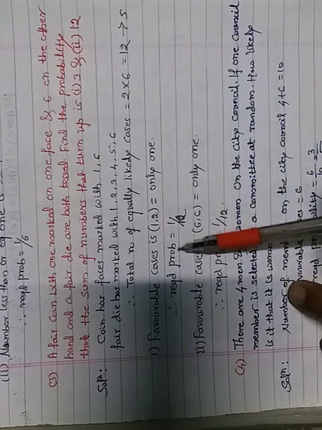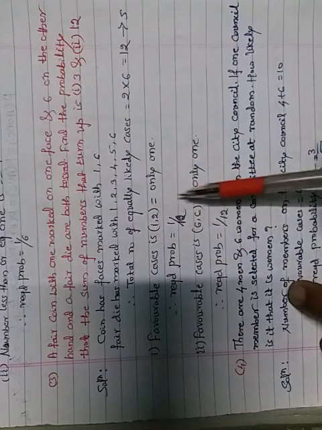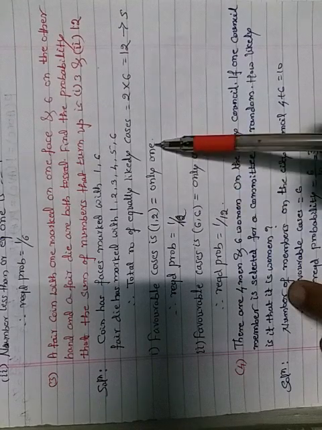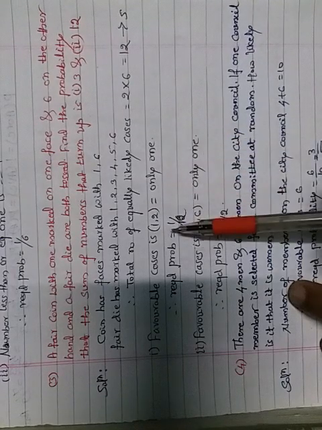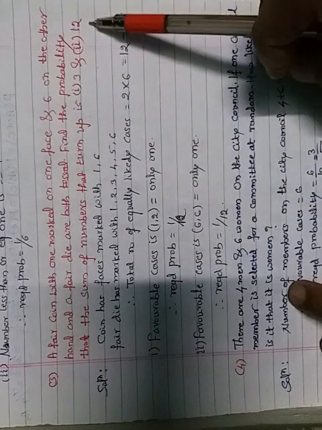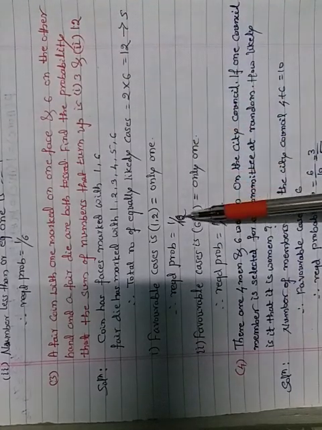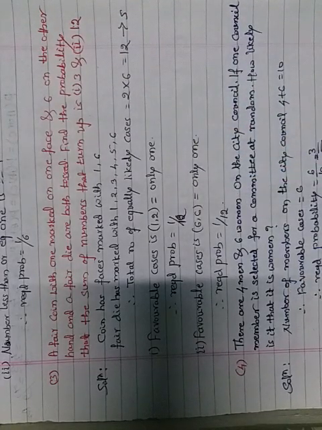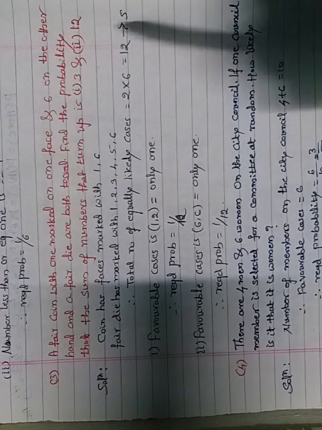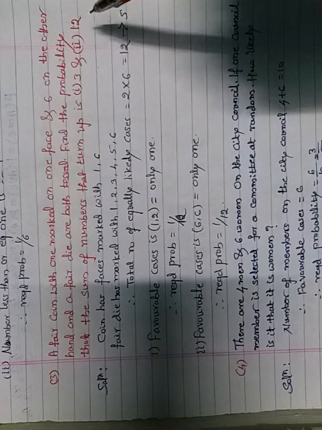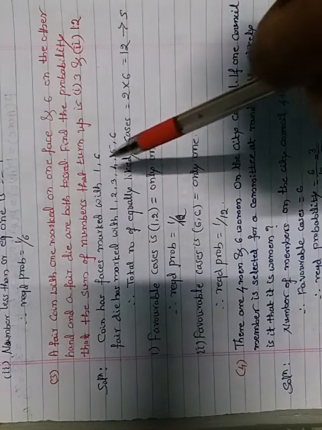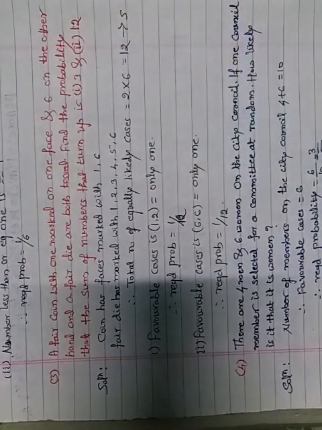The required probability equals 1 event, hence 1 upon the total number of outcomes in the sample space, which is 12. Now the second sub question: the sum of the numbers that turn up is 12.